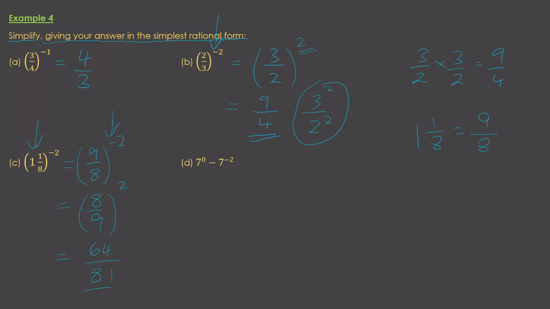And then just like the previous one, it's going to be 8 times 8 is 64, and 9 times 9 is 81. Then for this last one, well, we know that 7 to the 0 is equal to 1. 7 to the -2 will be 1 over 7 squared. So we have 1 take away 1 over 49. And of course, 1 is 49/49. So we've got 49/49, take away 1/49. So this one is 48/49.